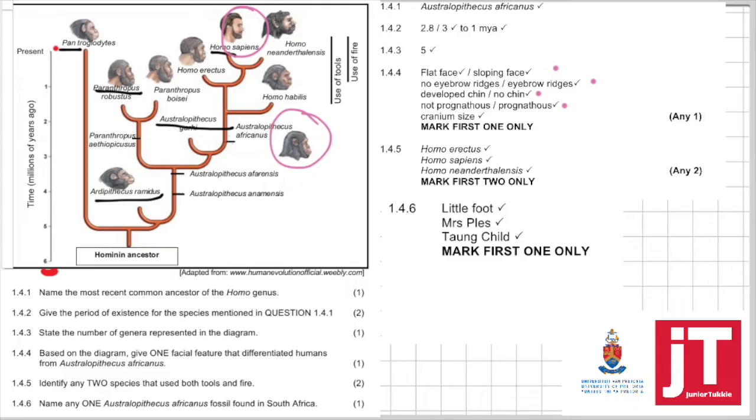1.4.5. Identify any two species that used both tools and fire. Now, we're looking at tools and fire, so here is where we're looking. Anyone in this range, so you could have said Homo erectus, Homo sapiens, Homo neanderthalensis, as you can see here.